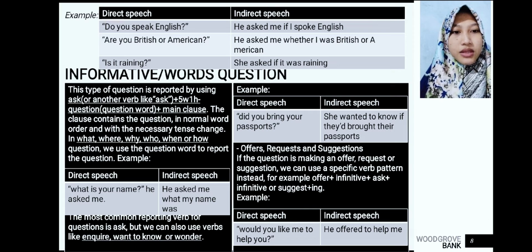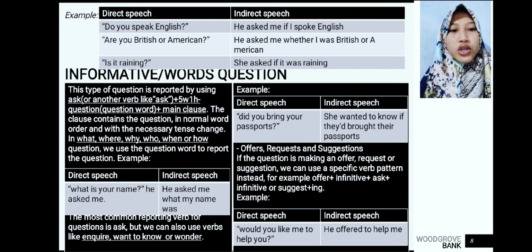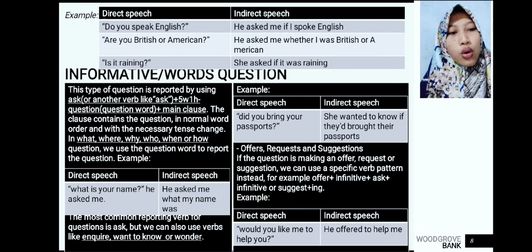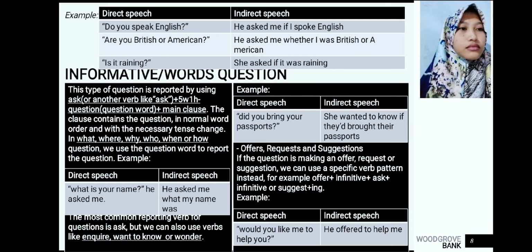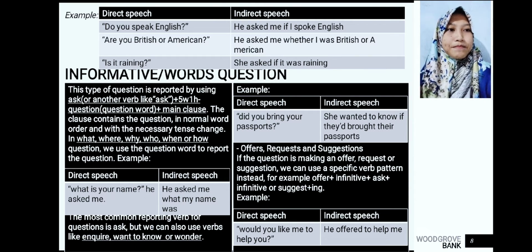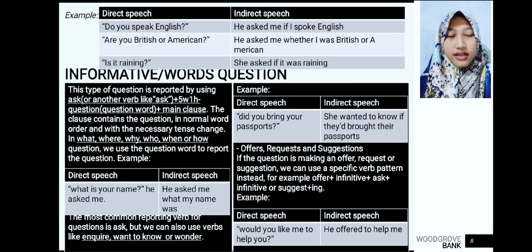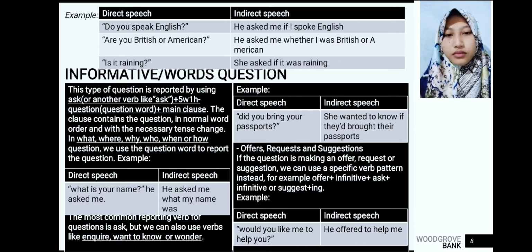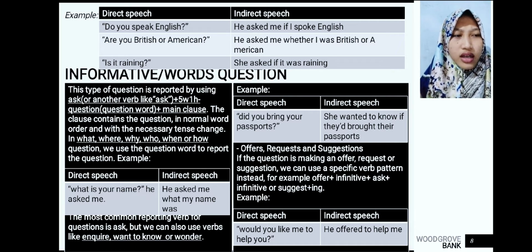Reporting verb. The most common reporting verb for questions is ask, but we can also use verbs like inquire, want to know, or wonder. For example: "Did you bring your passport?" This is direct speech. Then: "She wanted to know if they had brought their passports." This is indirect speech. Next is offer, request, and suggestion.